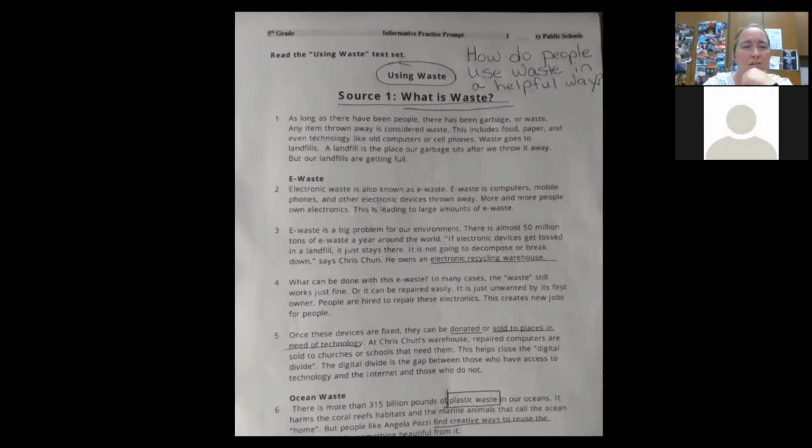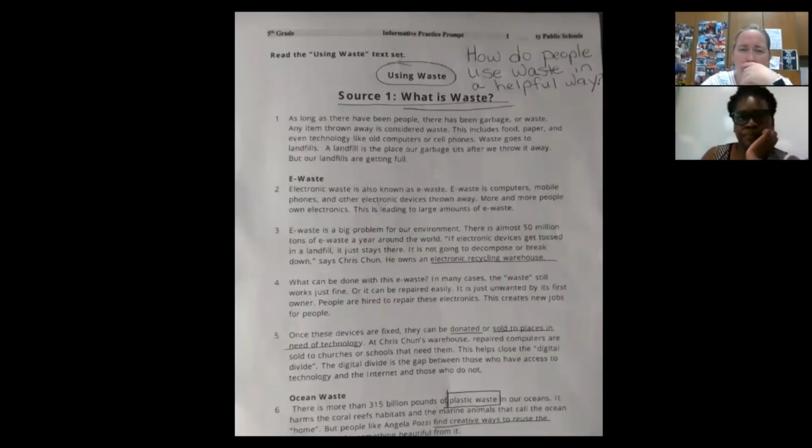You can come up with whatever thing you think would be good, something quiet, but a way that they're actually engaged in the text and looking for those ways that people use that waste in a helpful way. So I go paragraph by paragraph, and we continue through it. If you look at, for example, paragraph 5, it says that they donate it or it's sold to places in need of technology. So as I'm reading, the students should start tapping their feet.